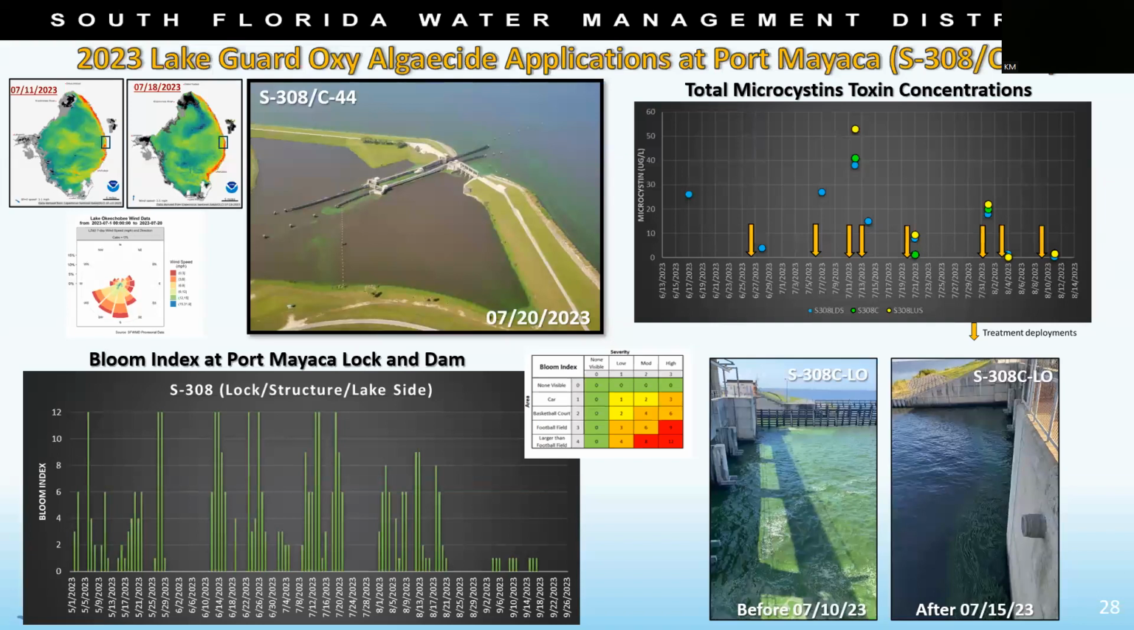And this is from this year. So this is what I was talking about. The winds were pushing the biomass, and it was accumulating against the structure and the lock. You can see it clearly on the map. And this is the bloom index. The maximum bloom index is 12. So you can see that we had high biomass accumulation present throughout the year.